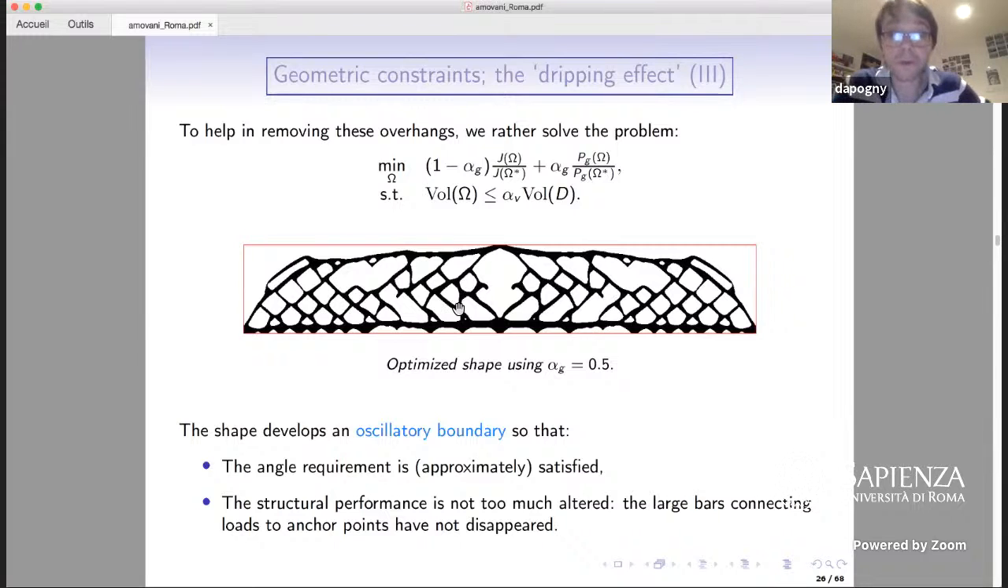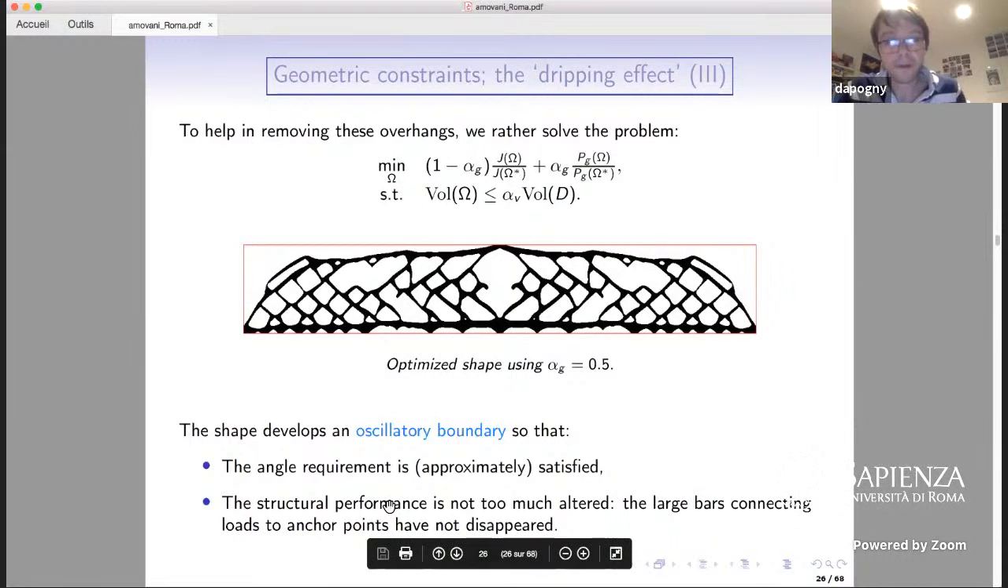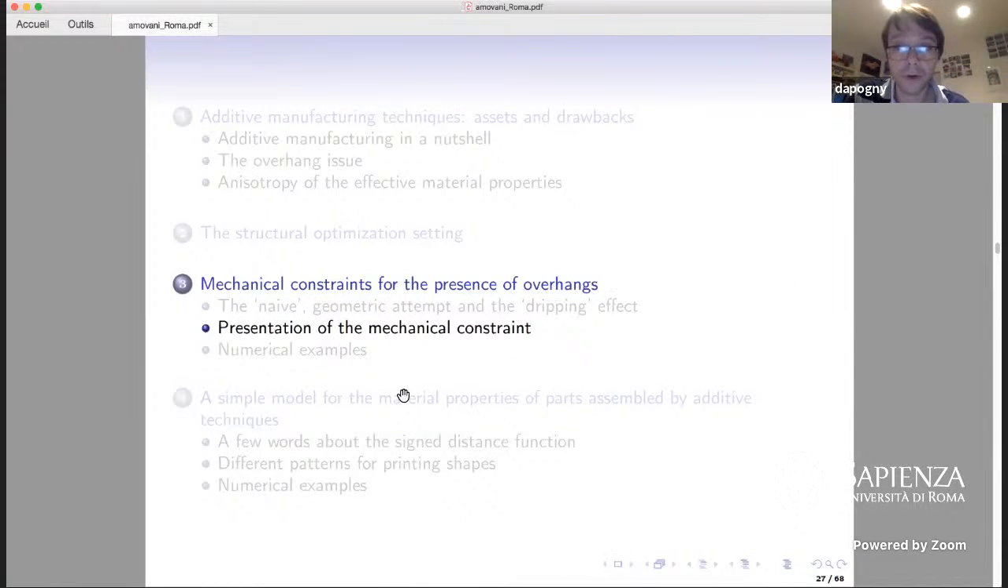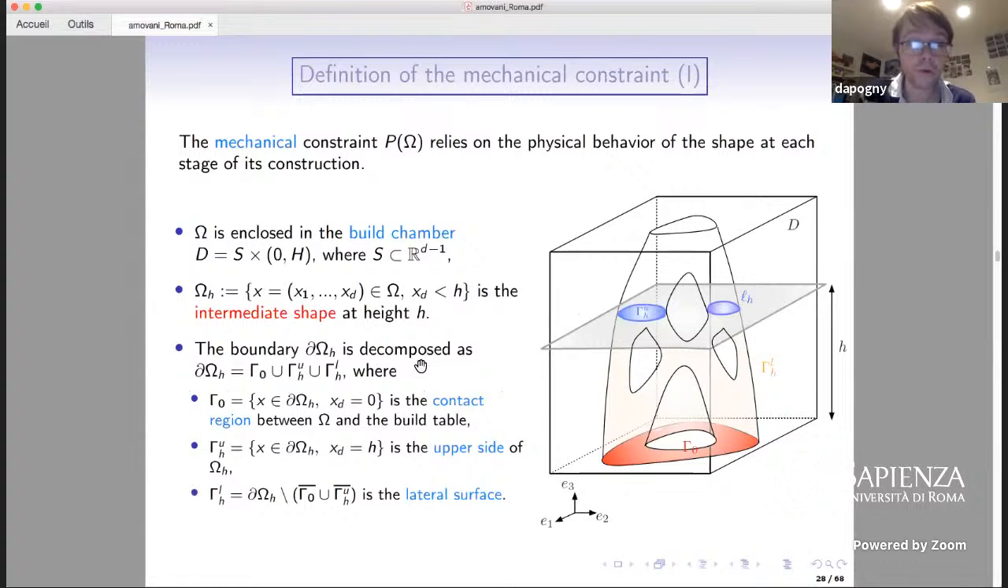So actually the minimization here has done exactly what we have asked for. And this just suggests that this is a bad idea to incorporate to understand overhang constraints. So thus, we will rely on some more mechanical model for the overhang constraint that I will present now. And for this, we will rely on some model for the building process. So in this setting, we will need to understand the physical behavior of the shape during the building process.